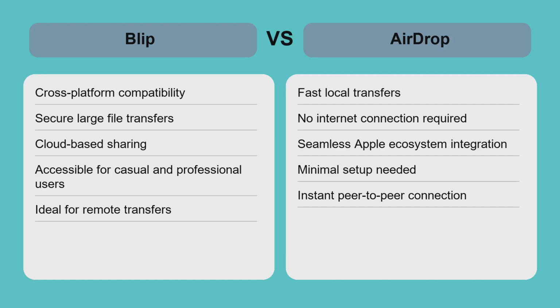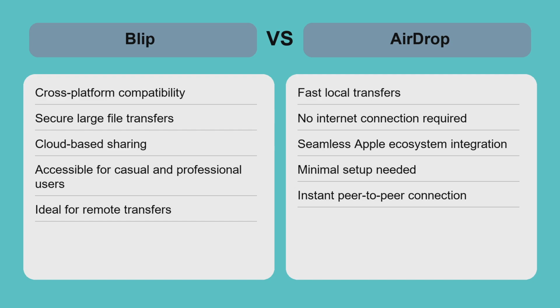When comparing Blip and AirDrop, the choice depends on your device ecosystem and transfer needs. AirDrop is unbeatable for fast, local transfers between Apple devices without internet, perfect for quick sharing of photos or documents in the same room. Blip, on the other hand, shines with its cross-platform support and cloud-based transfers, making it suitable for sharing files across different devices and locations.